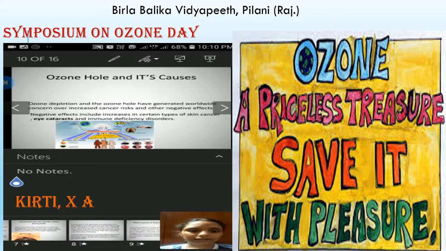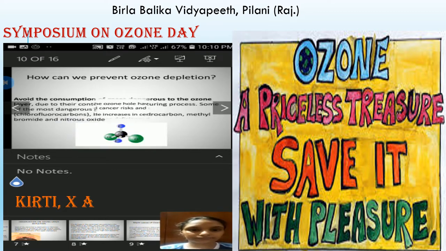And now, what are its effects? It has very negative effects. It can damage our eyes and skin, and it can also cause several respiratory diseases, and it can even cause cancer, like skin cancer and lung cancer.